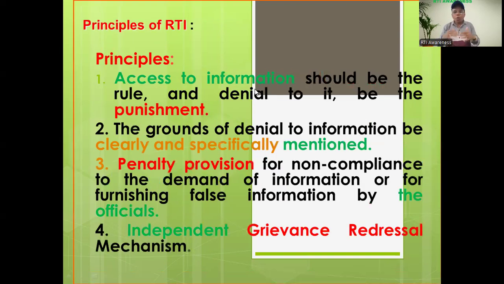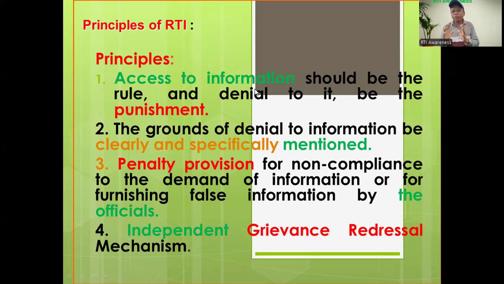Next, while we are complying with the application of an applicant or appeal of an appellant, at that moment we have to follow four principles. Four principles. This is very important for a public information officer and first appellate authority. The first one is: access to information should be the rule and denial of it should be the exception, with punishment.